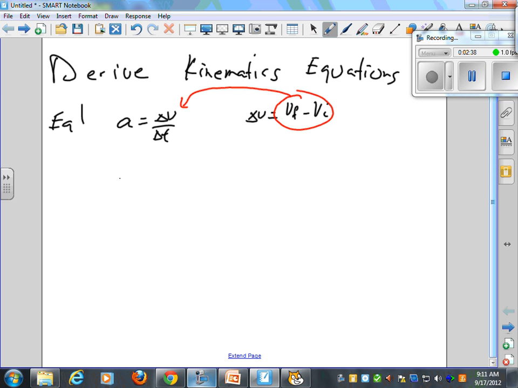I'm going to write a equals Vf minus Vi all over, and I'm just going to let the delta t become a t. The reason for that is change in time is the same thing. Delta t would be tf minus ti, final time minus initial time. But generally, the initial time is almost always 0. That's my note. So 99.9% of the time, you can ignore it.